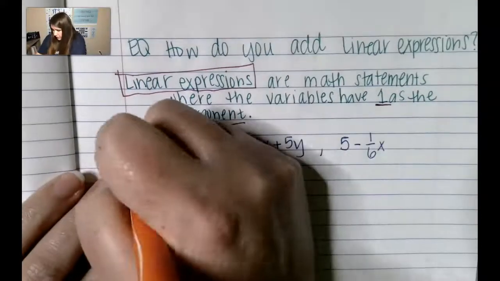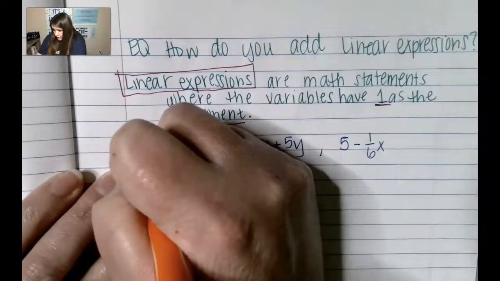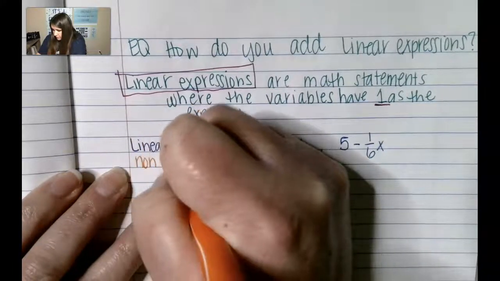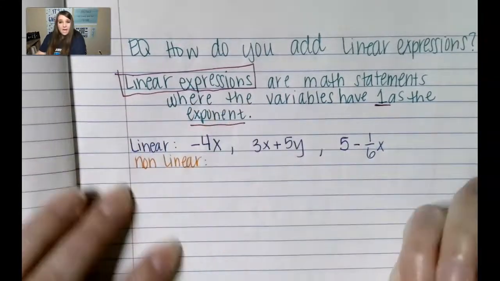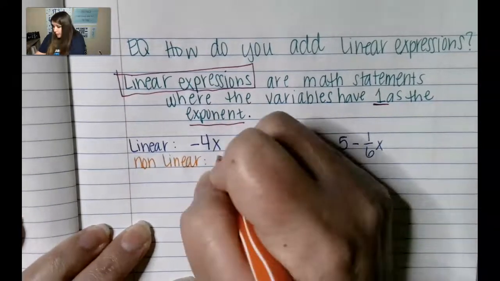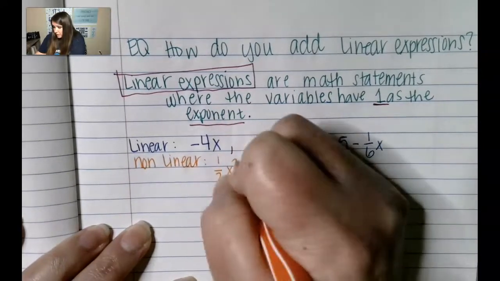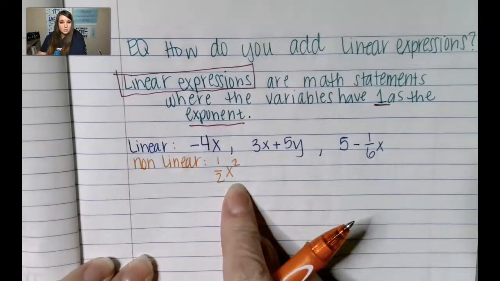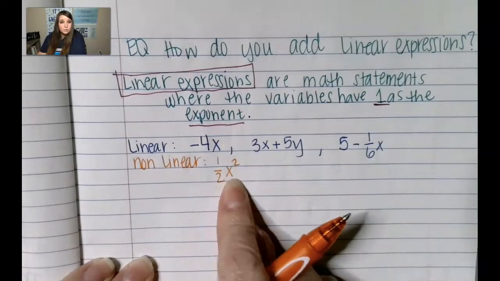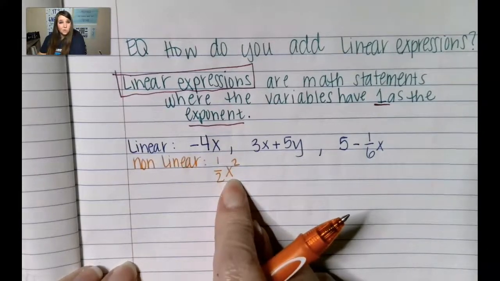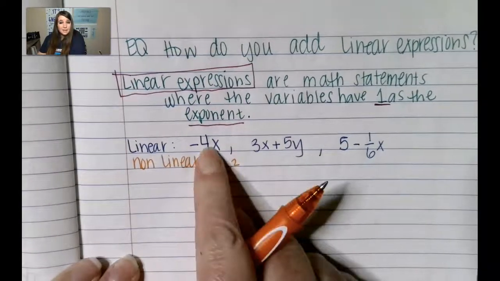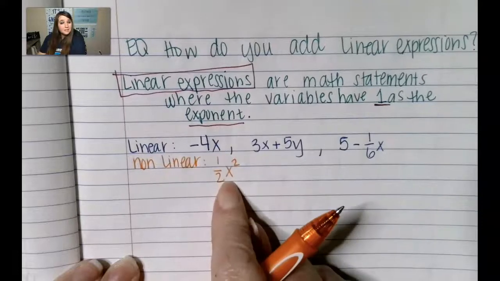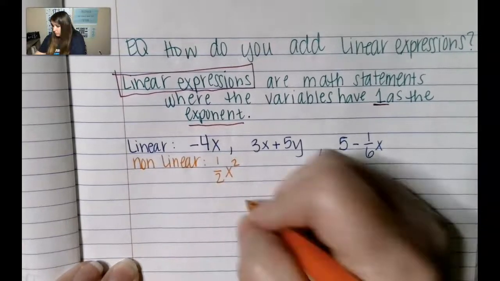Okay, so non-linear expressions have powers. So like 1/2 x squared. This is non-linear because the x is squared. Whatever we put in for x is going to change the whole value over and over again. This is constant. This one is not constant.